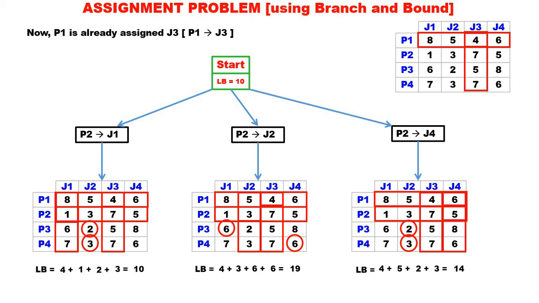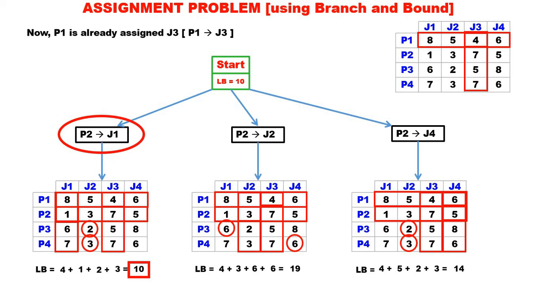Now, for P2, there are 3 branches. So we have to bound to one of these branches. So P2 assigned to J1, you get 10. P2 assigned to J2, you get 19. P2 assigned to J4, you get 14. So which is the minimum among these 10, 19 and 14? 10. So P2 should be assigned to J1.